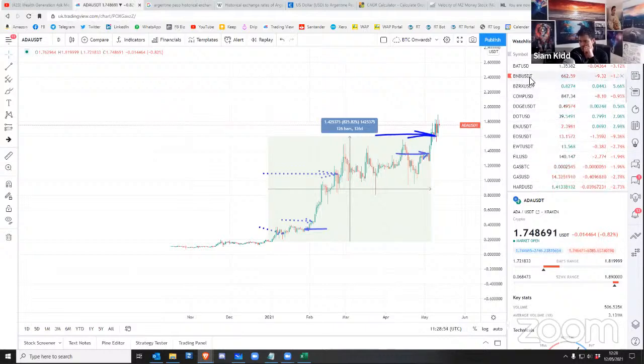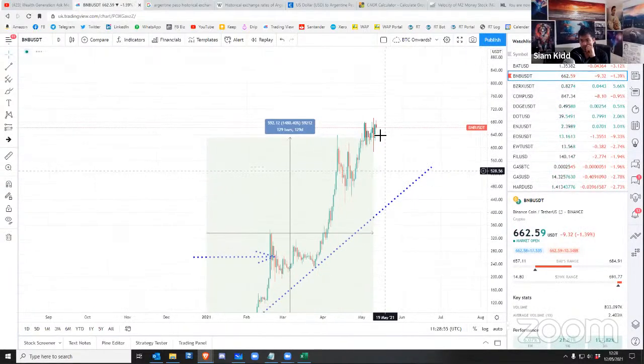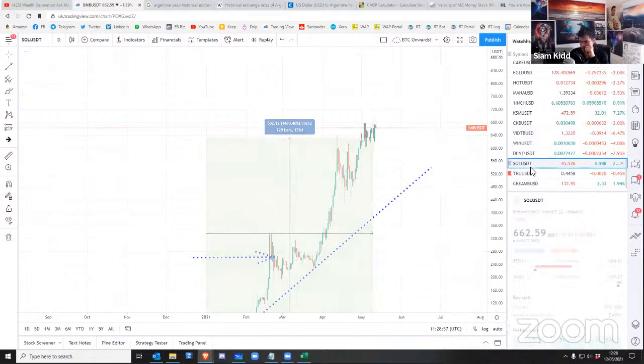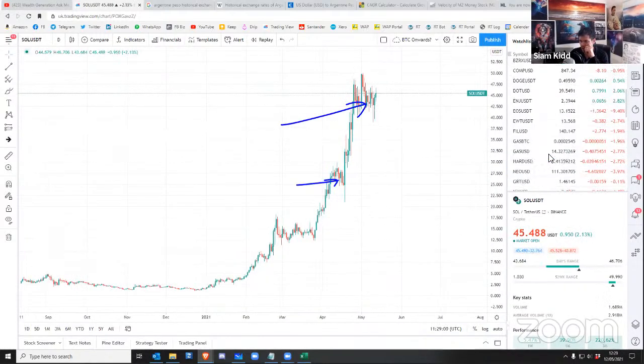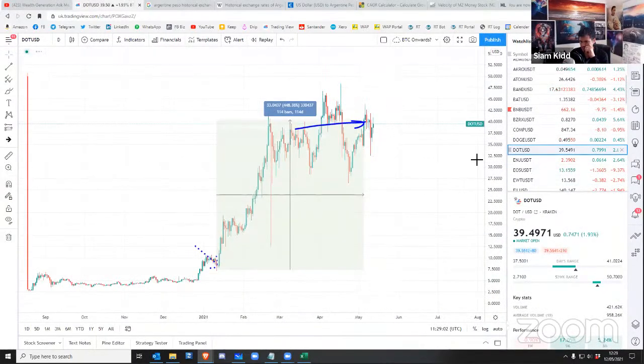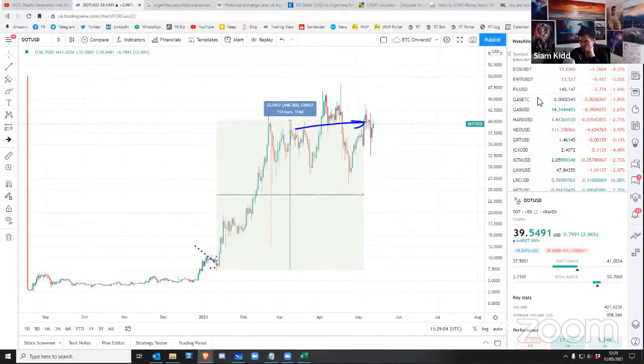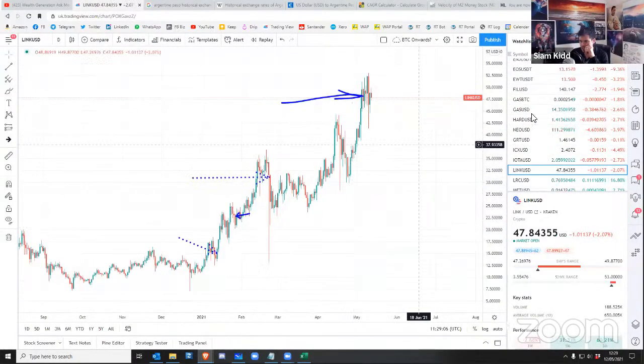However, I did put a bit more into Binance. That's still going up, not as fast as Ether. Put more into Sol. That hasn't done much yet. More into DOT. Yeah, that's paused for a moment. And more into Link. But yeah, just give it time. So that's that.